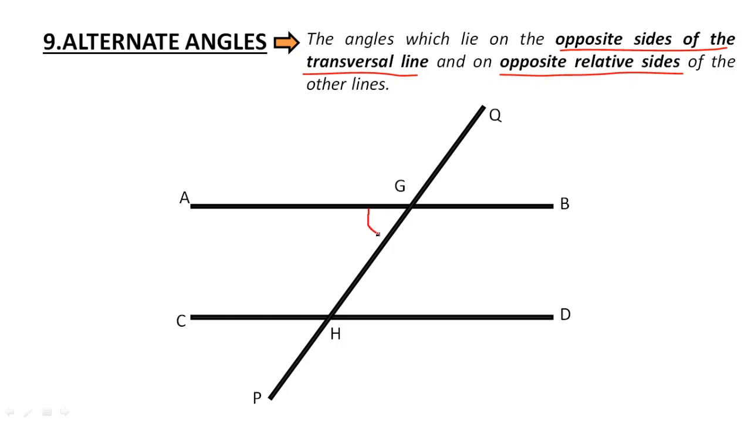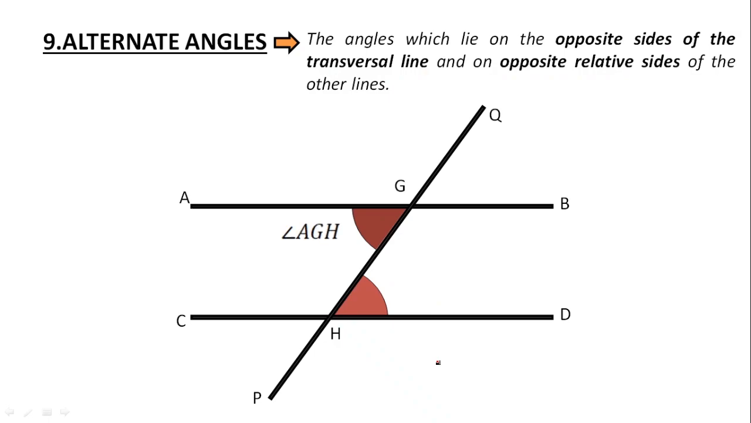Suppose we take an angle here, so this is below the line and on the left side of the transversal. It is on the left side of the transversal, below the line. So the other angle must be opposite, meaning it should be on the right side of the transversal, and since this is below, it should be above the line. So this is the angle that we get here. So these two are alternate angles. So what are the names? AGH and DHG are the pair of alternate angles.